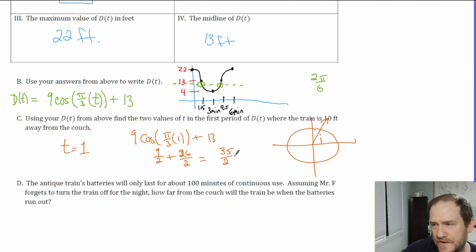And you could leave your answer like that, but since this is a word problem, or even if this wasn't a word problem, you could give me this number as a decimal because it is a decimal that comes out cleanly.